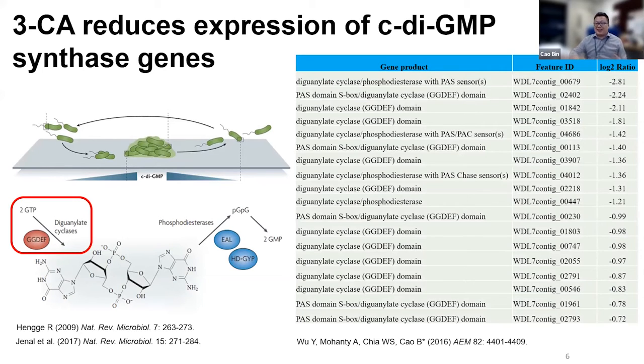Now, as an engineer, I always want to ask the question: when you introduce 3CA, the biofilm disperses, but what if we want to use the biofilm to degrade 3CA? Of course, we want the biofilm to stay longer. So how can we make the biofilm stay longer? Is it possible that we push up the c-di-GMP level and keep the biofilm longer?